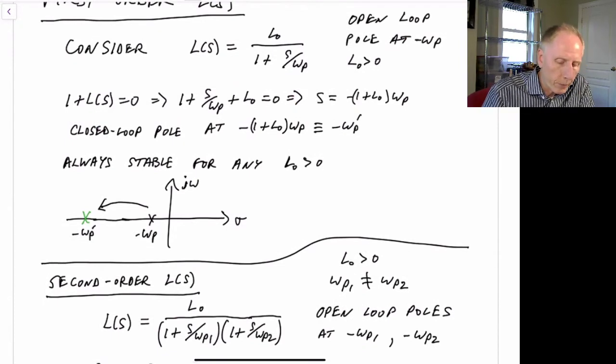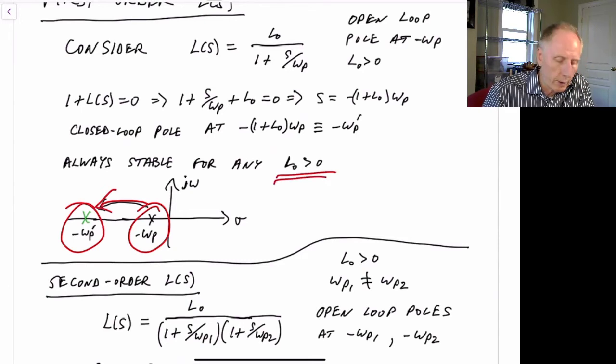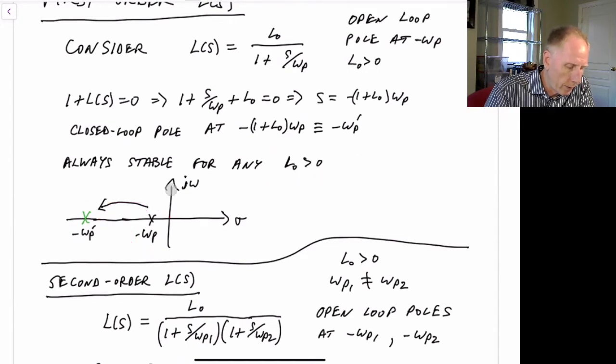So what we see is that we started off with a pole in the negative left half plane because the pole was at minus omega P, and we ended up with a pole still in the negative left half plane, but multiplied by 1 plus L naught. In other words, we started with a pole in this location and it moved to this location here. So it's always stable no matter what we have as our L naught. For a first order system, we don't have to worry about it being unstable, except for making L naught less than 0, which would make positive feedback rather than negative feedback. But ignoring that possibility, we will always have a stable system if we start off with L(S) being first order.